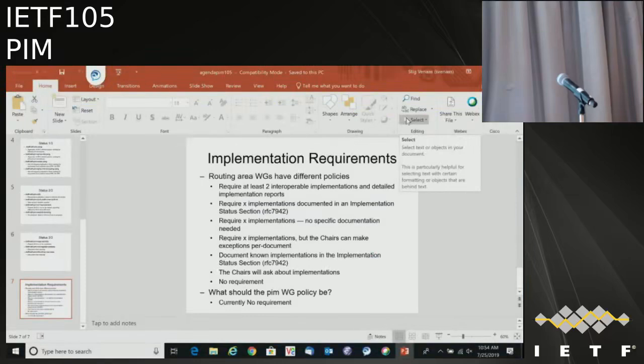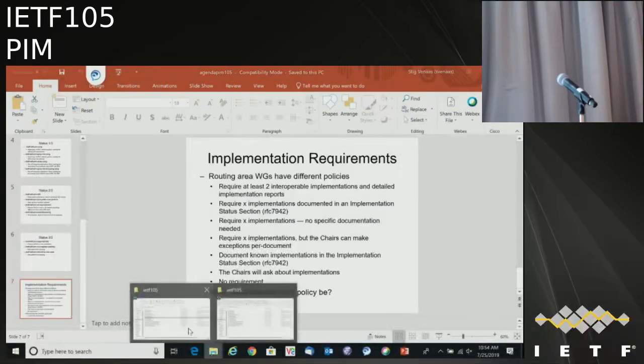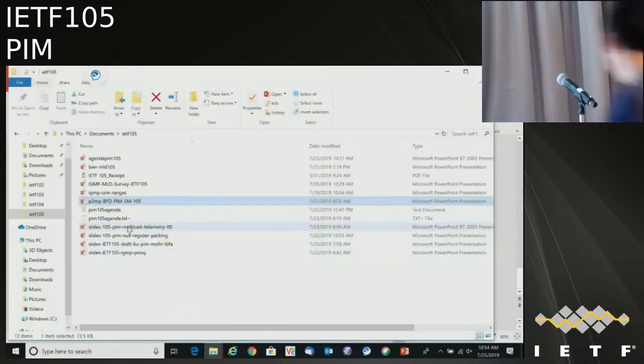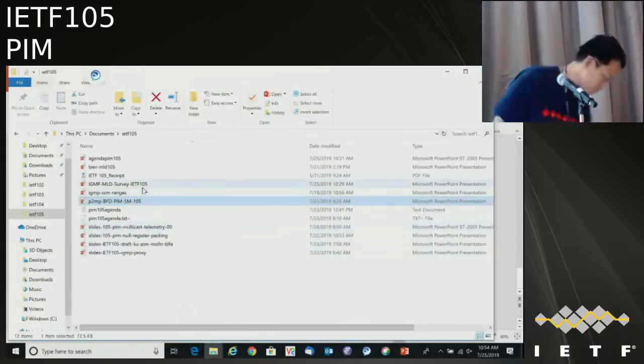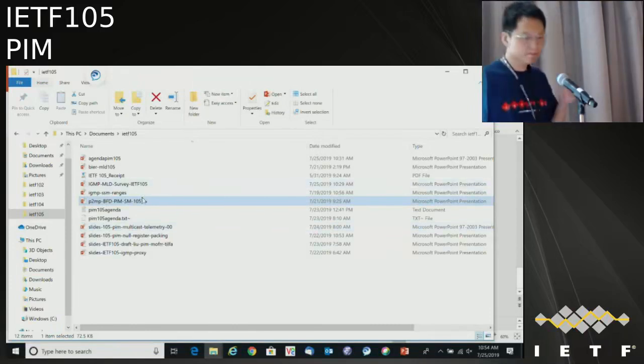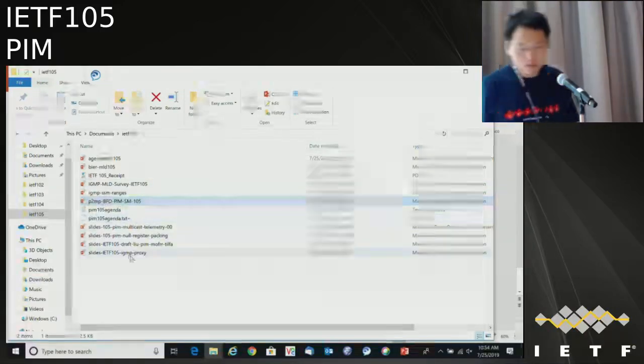Next up is Hongji. Let's see if I can find it here. It's this one. Yes.